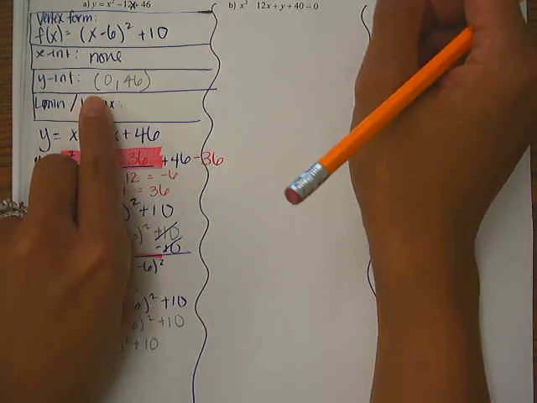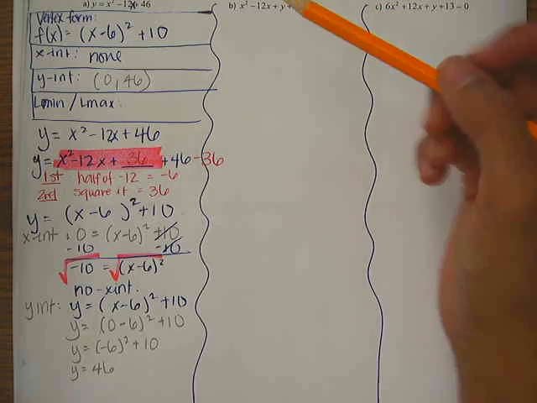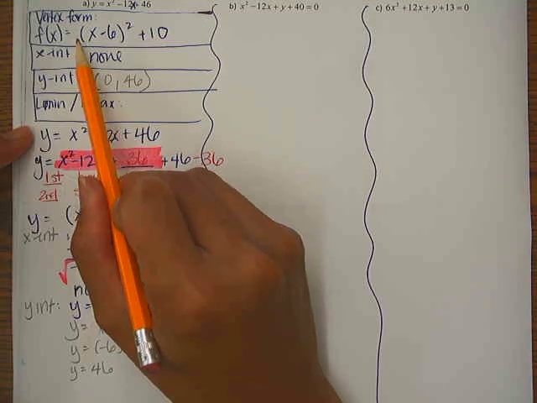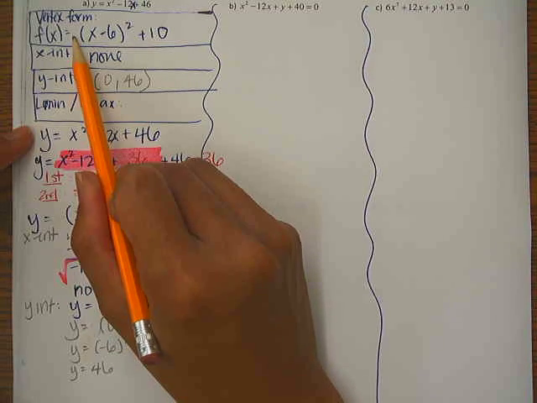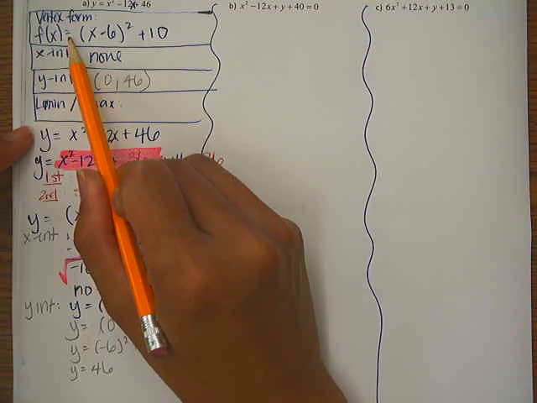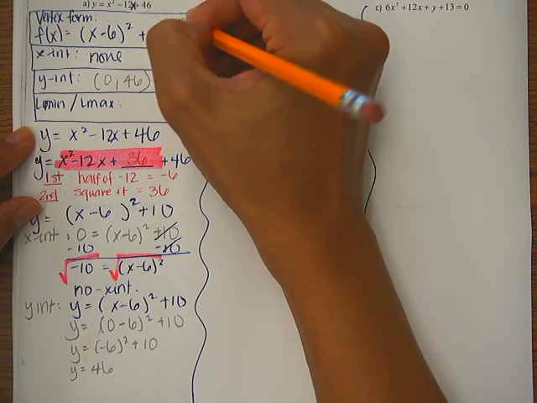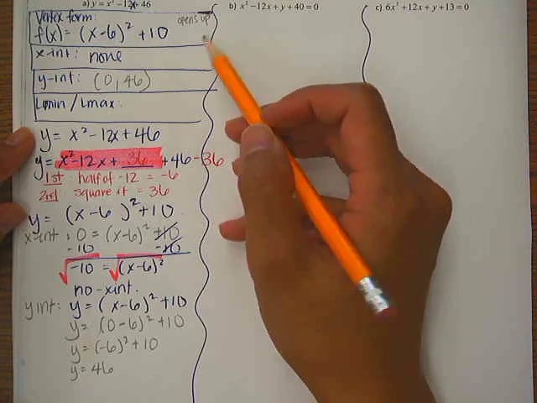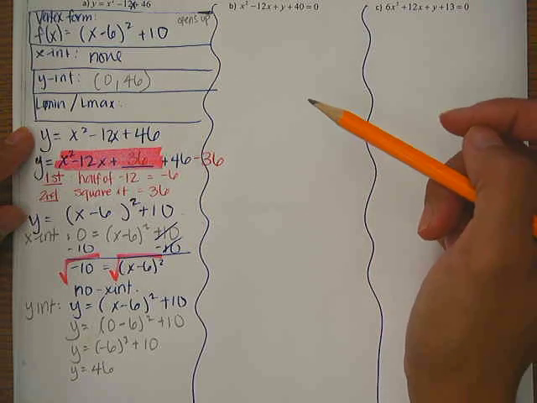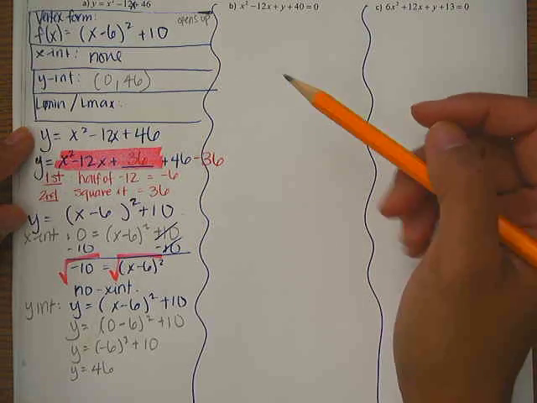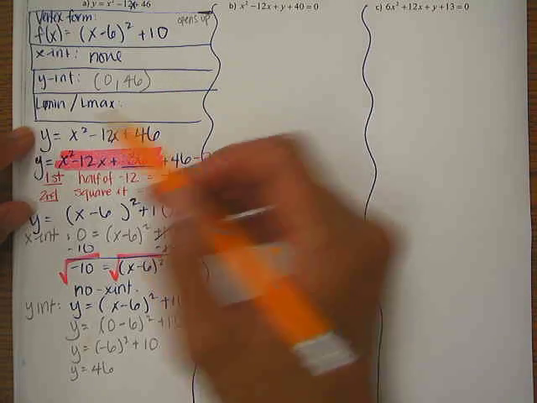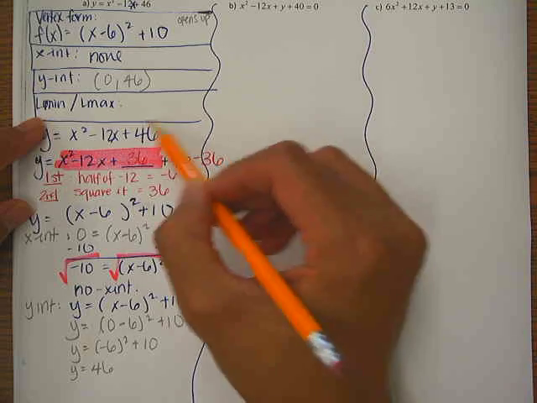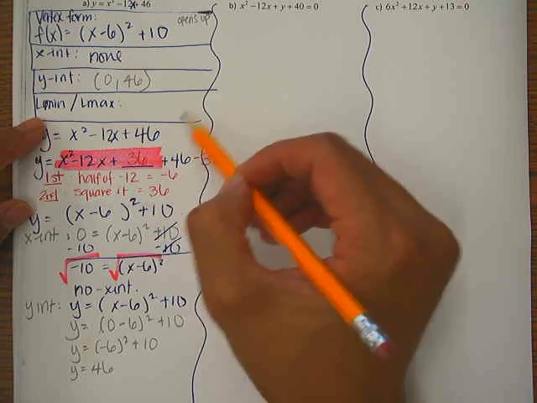Okay, and there's no work needed to be done at all. Local min and local max depends on how it opens. Would you agree that this is a positive one? Positive one meaning that it opens up. Okay? Positive one means it opens up. If it opens up, then you would have a local min, because then it would look like a U.